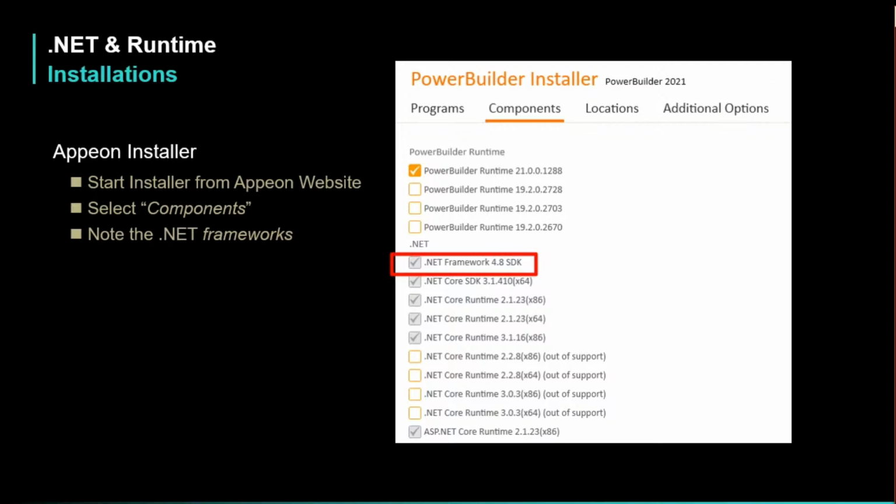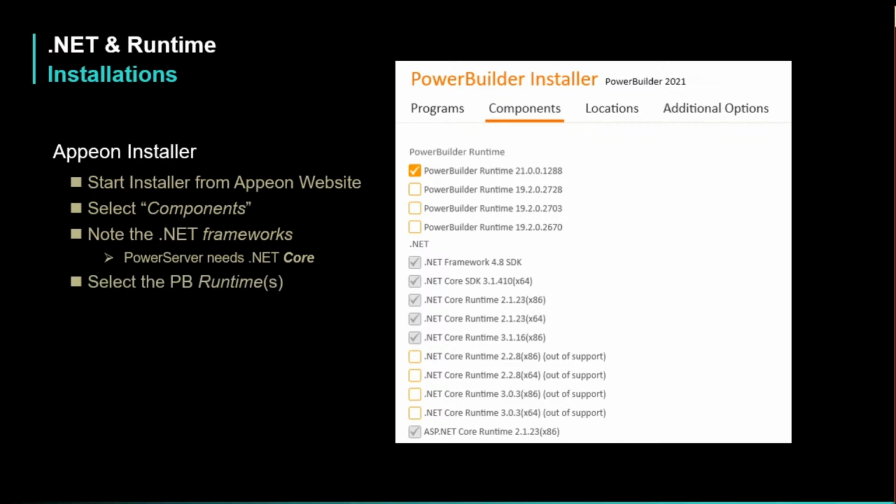The .NET Framework 4.8 is used for non-PowerServer activity within the PowerBuilder IDE. There's a lot of .NET capabilities in the IDE, and you would use the .NET Framework for that. However, for PowerServer, we're going to need the .NET Core SDK, and the .NET Core runtime is going to be selected as well. These should be automatically selected, and then they'll be pre-installed. Note that PowerServer needs the .NET Core. Select PowerBuilder runtimes as appropriate.